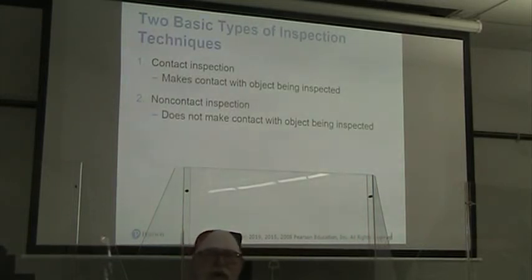When we're talking about inspection, we have two basic types of inspection techniques. The first of these is contact inspection. In other words, it makes contact with the object being inspected. The second, strangely enough, is non-contact inspection, where it does not make contact with the object being inspected.